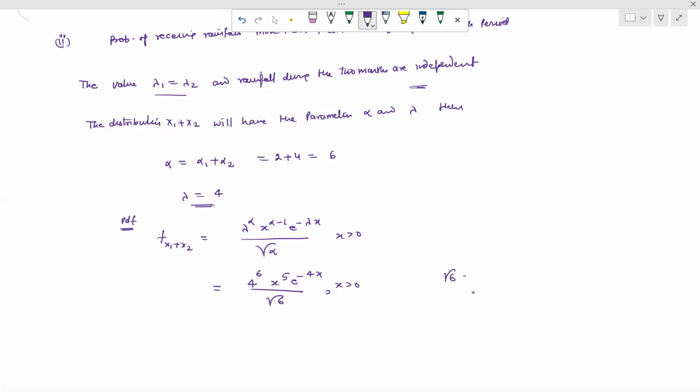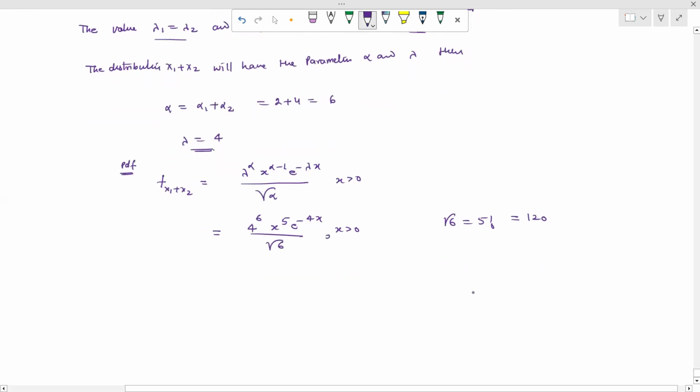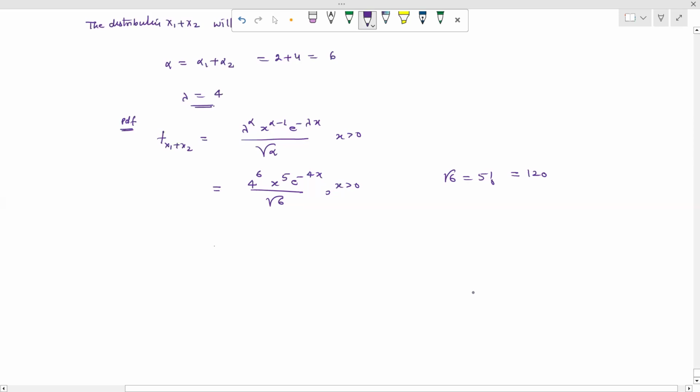So what is the value of gamma 6? The value of gamma 6 is factorial 5. What is the value of factorial 5? Which is 120. So we again write down this as 4 raised to the power 6 upon 120 x raised to the power 5 e raised to the power minus 4x, x greater than 0.